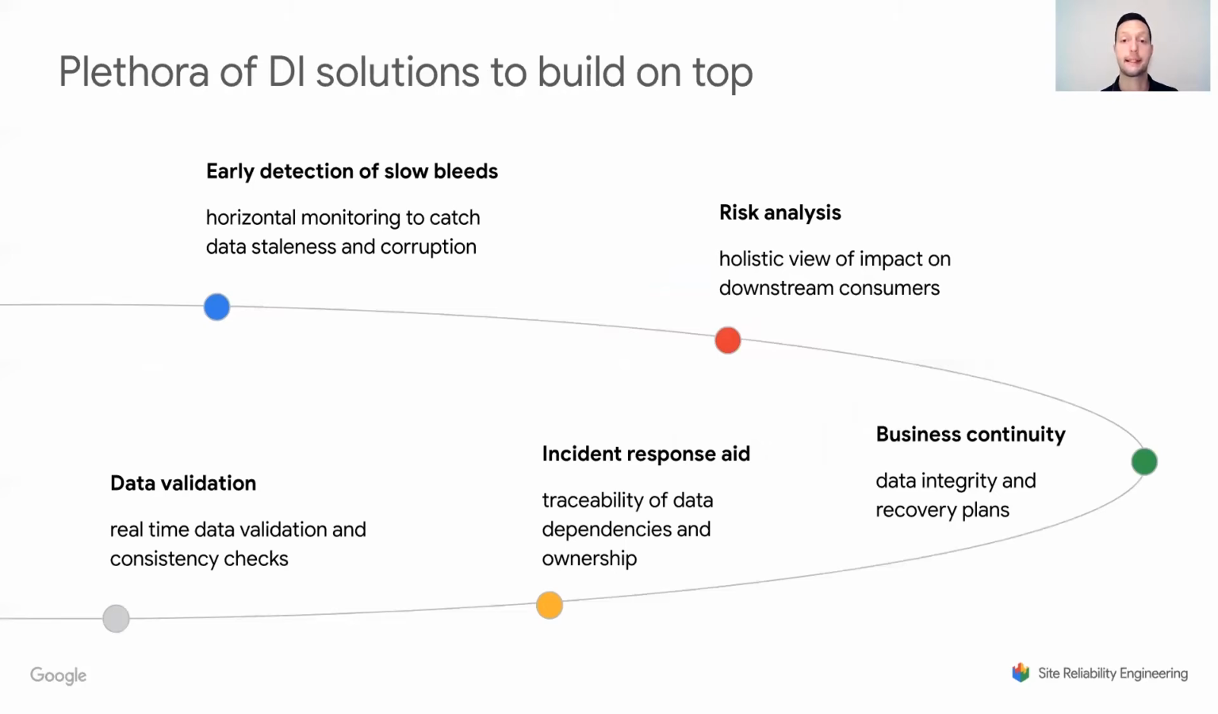A fully curated data dependency graph is a bedrock for a whole plethora of data integrity solutions, which can be built on top of it to help address concerns we mentioned earlier. From slow bleeds detection to data validation and consistency checks, from understanding downstream risks to recovery plans and incident response. Further, we will focus on one of these solutions, horizontal monitoring for slow bleeds detection.